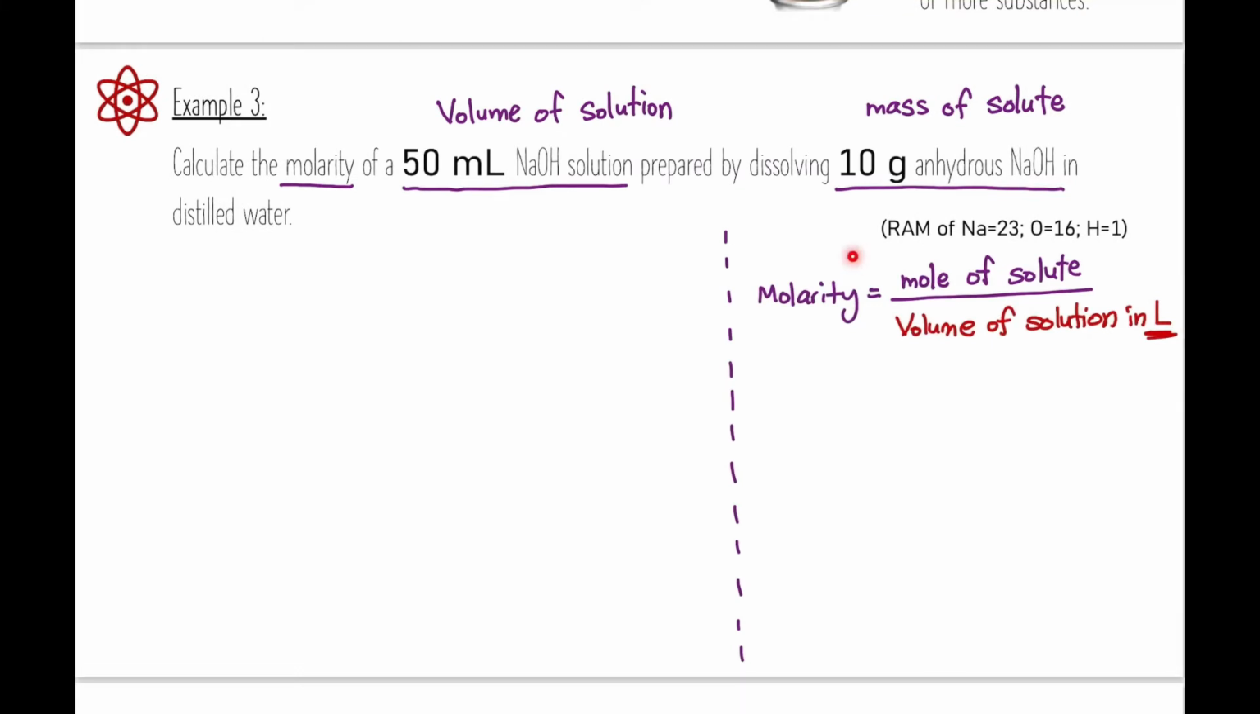We know that to calculate molarity, we need to have mole of solute and volume of solution in liter. Therefore, we need to calculate the number of mole of solute from the mass of solute and make sure that the volume of solution given here is in milliliter, so we need to convert it to liter.